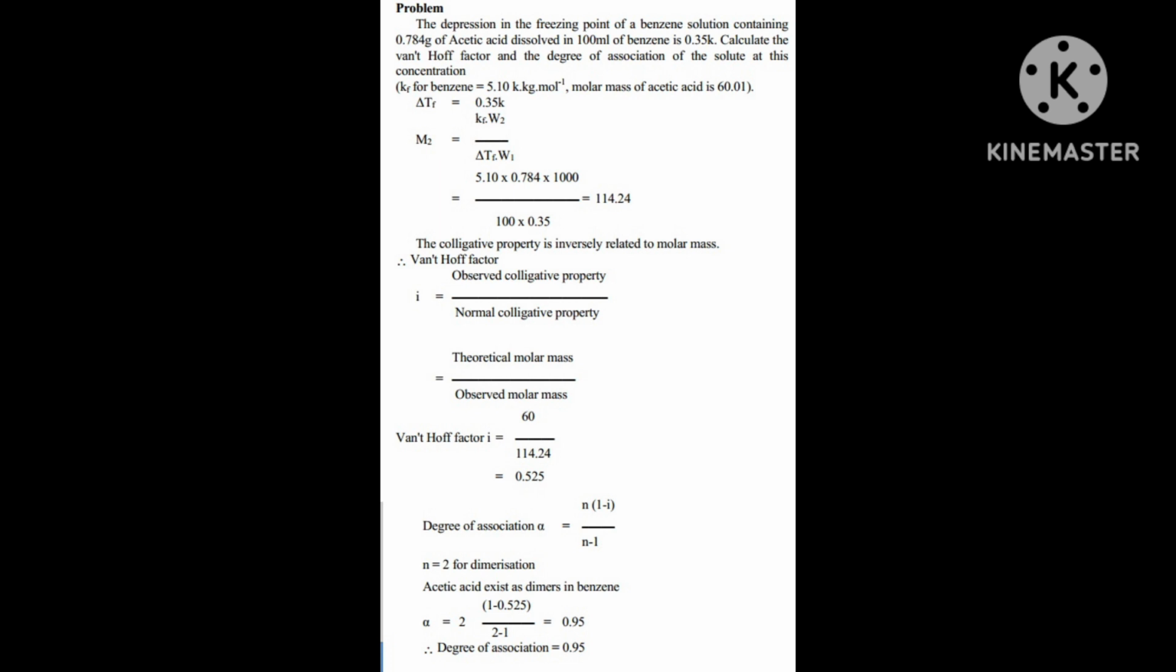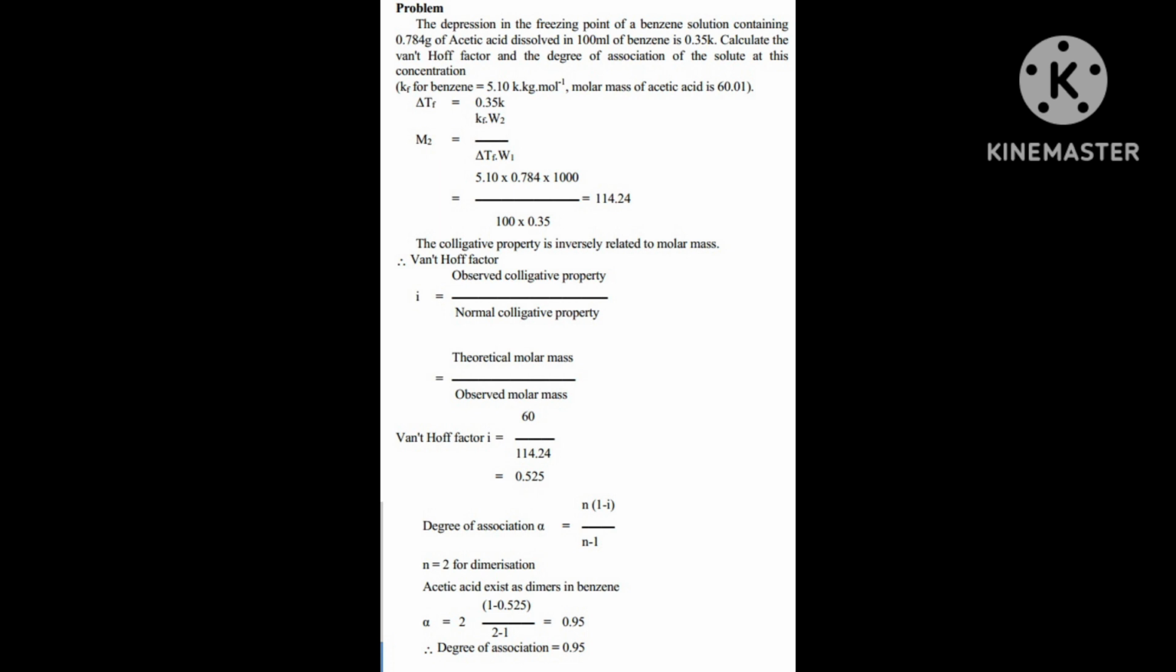0.6 ml of acetic acid, CH3COOH, having density 1.06 gram per ml, is dissolved in 1 liter of water. The depression in freezing point observed for this strength of acid was 0.0205 degrees centigrade. Calculate the van't Hoff factor and the dissociation constant of acid. Okay, this is the question.